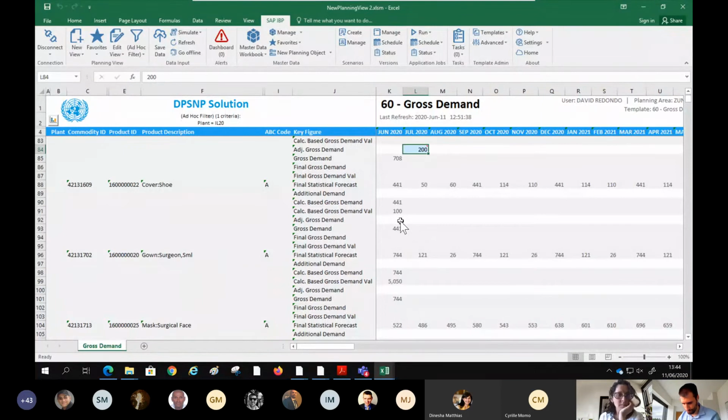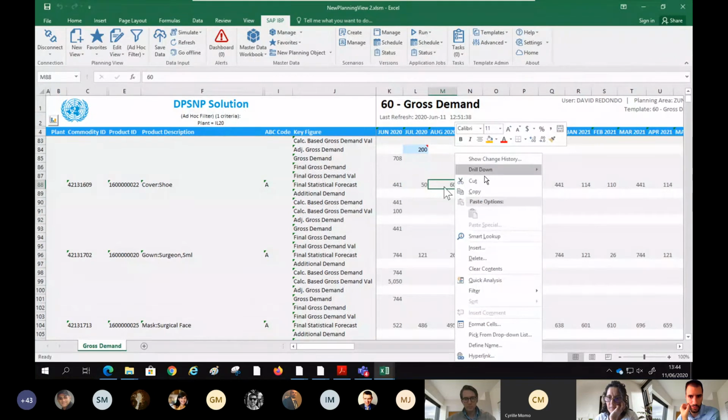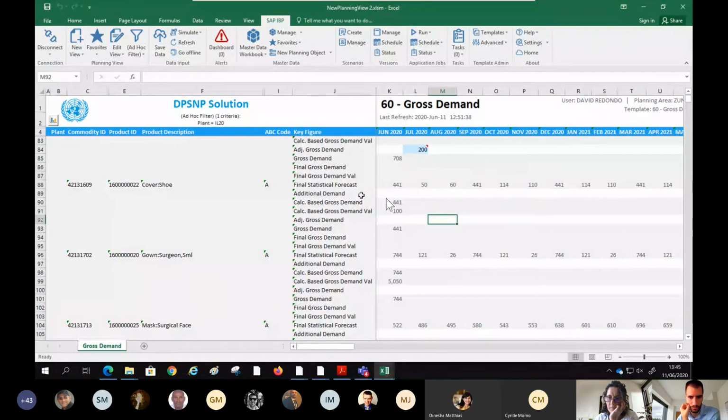Okay. So yes, Casper is making a very good point. Thank you. So the planning note can be added to adjusted gross demand. But you will not have this functionality in all the cells. So it's basically here. If you right click on a different cell, you will not have this add note. So you have to pay attention to that.